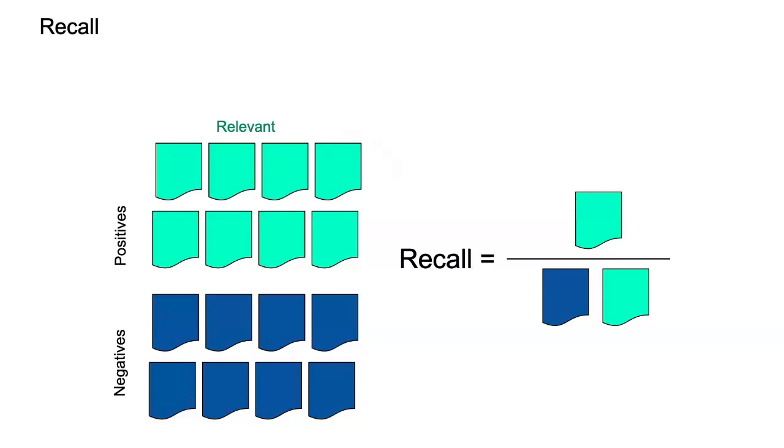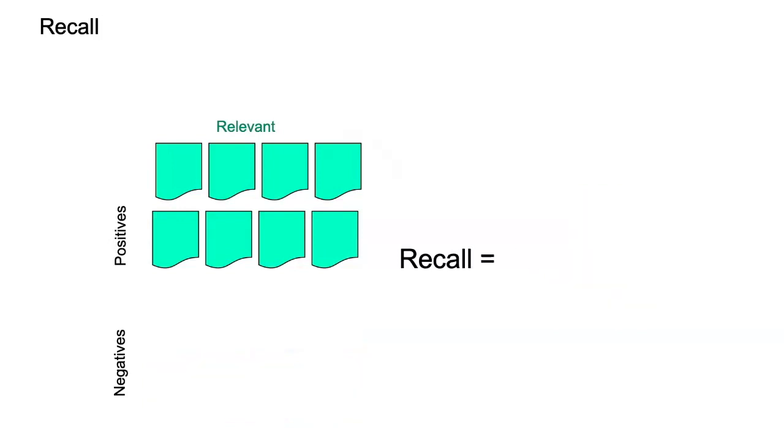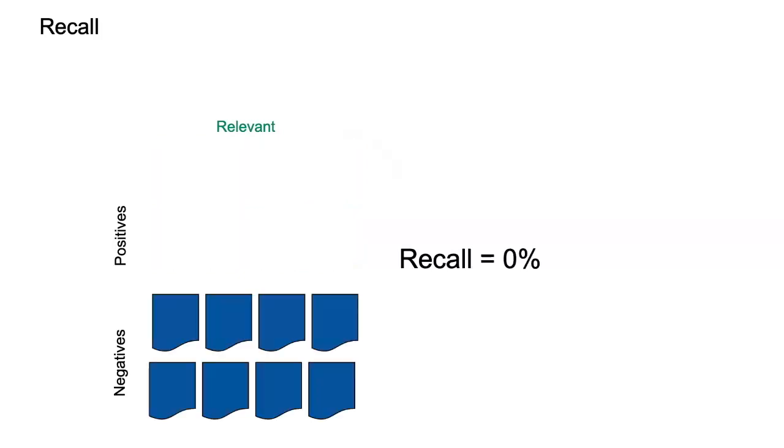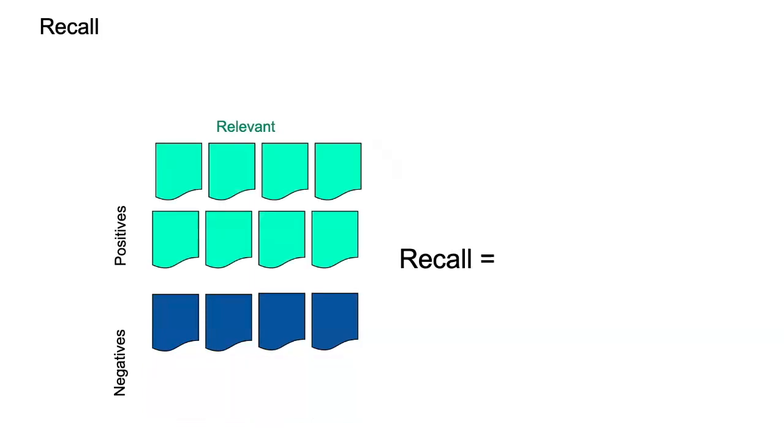So the recall is the true positives divided by all the relevant documents. The recall here is, everybody at the same time, 1, 2, 3, 50%, exactly. What is the recall here? 100%. What is the recall here? 0%. It's written in here. Okay. What is the recall here?